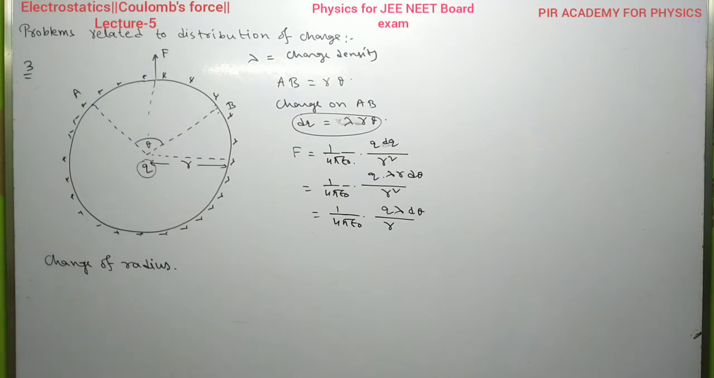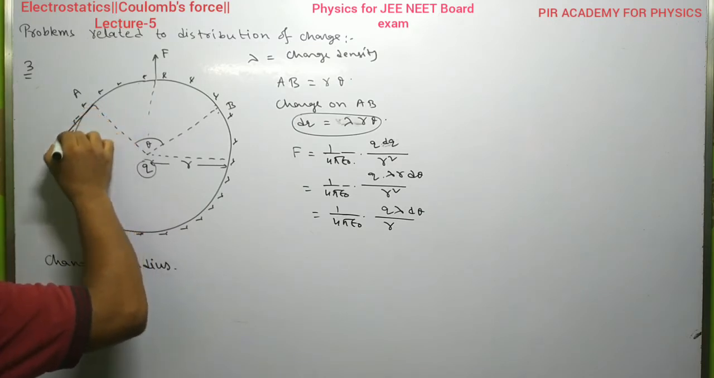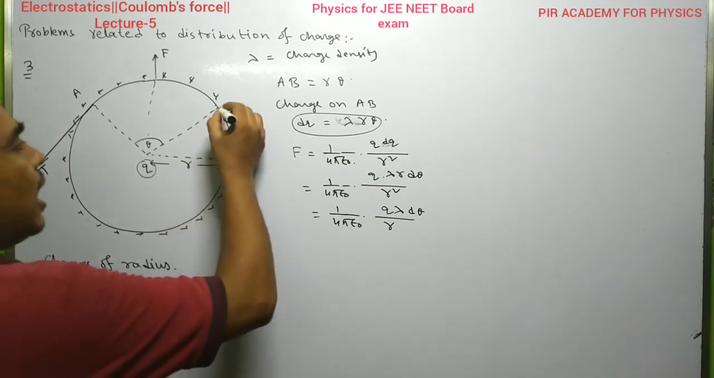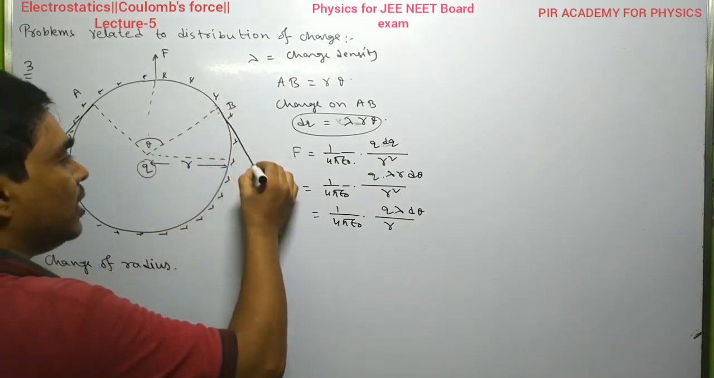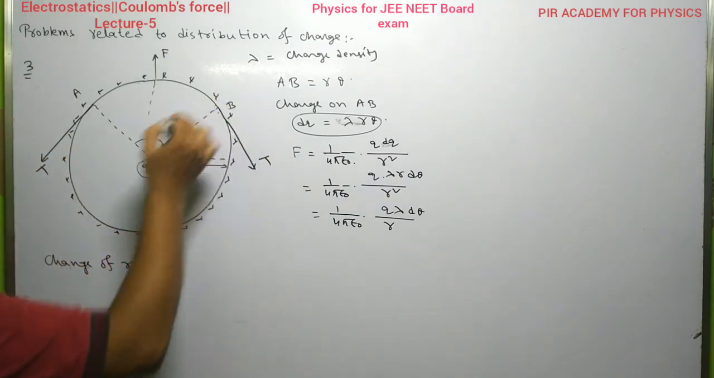So this wire experiences a tension, and the tension acts along the tangent of this wire. So the tension at this point is along this direction. This will be the tension, and at this point the tension will be along the tangent. This will be the tension at this point B.